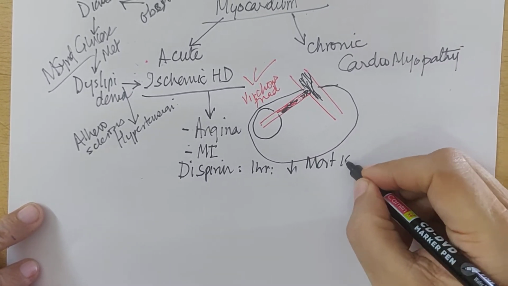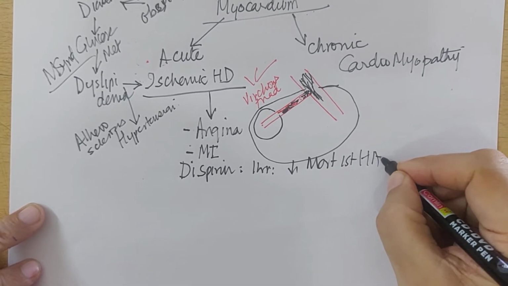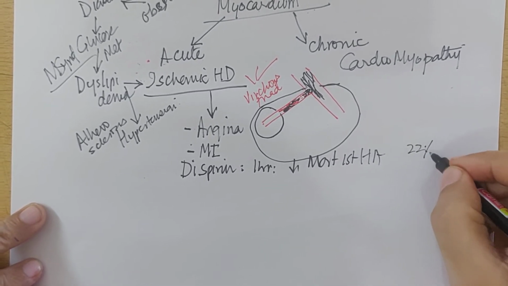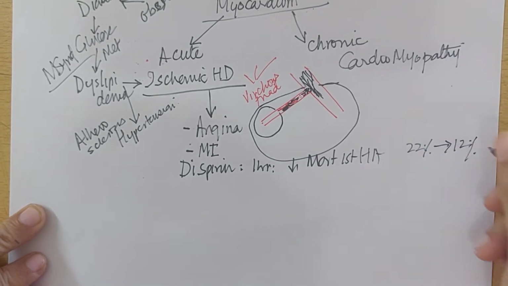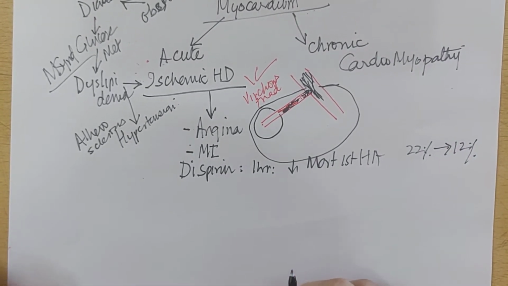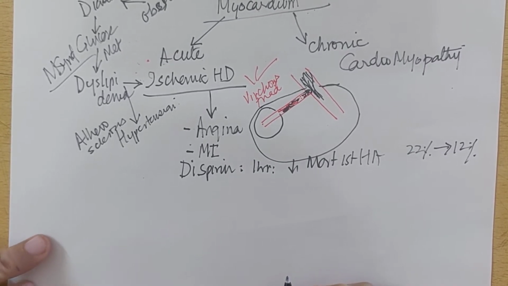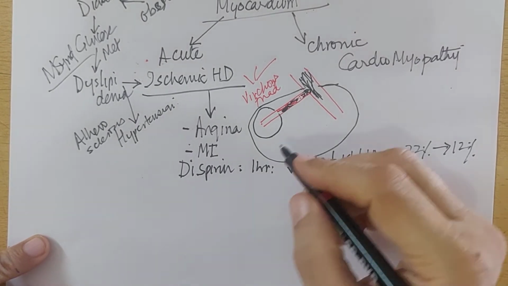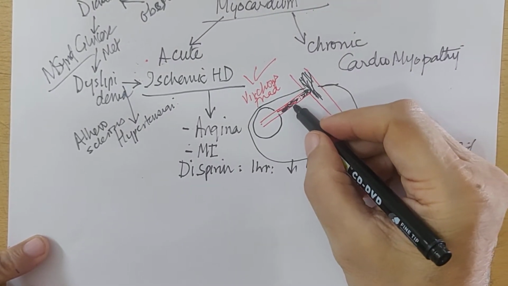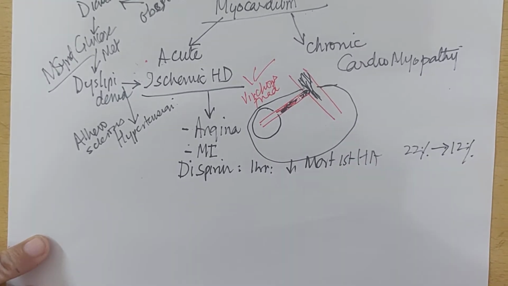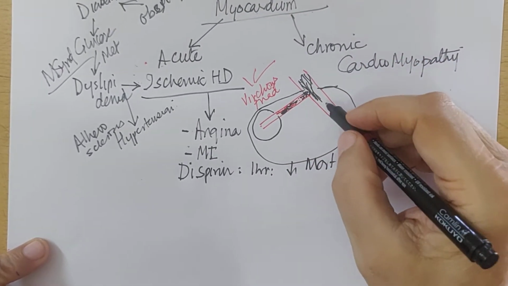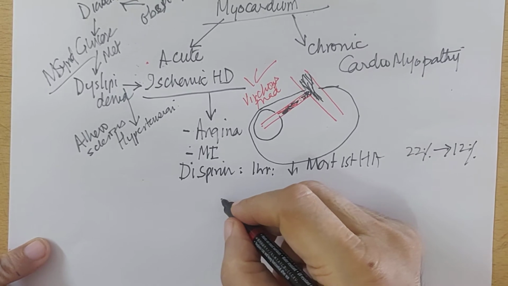in first heart attack from 22% to 12%. This is the most important thing to remember, because this can be advised on phone and that will decrease mortality. Then you can do thrombus busting, or you can do an angioplasty, or you can do a bypass.